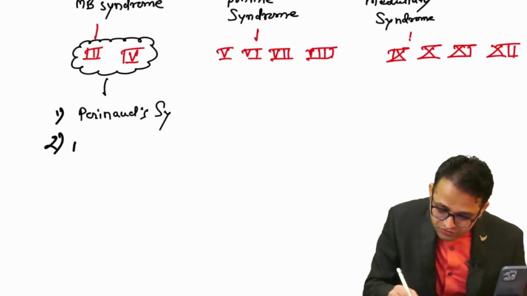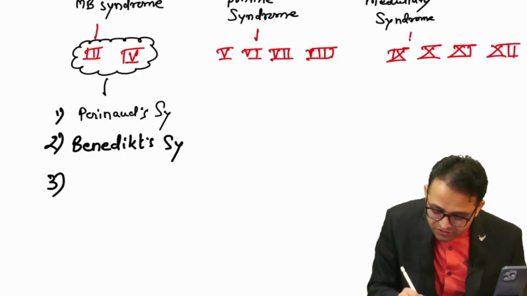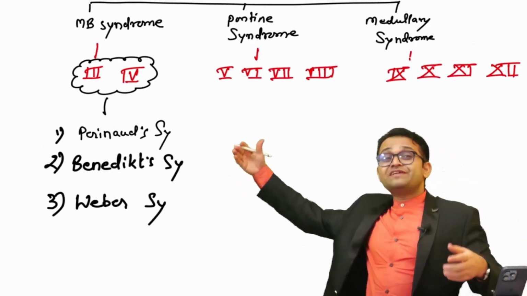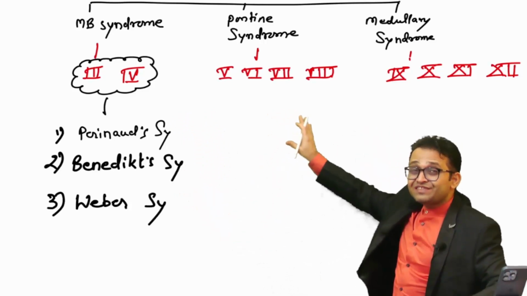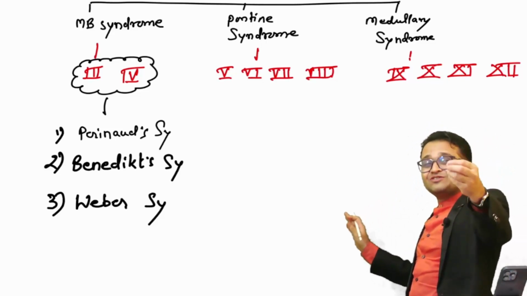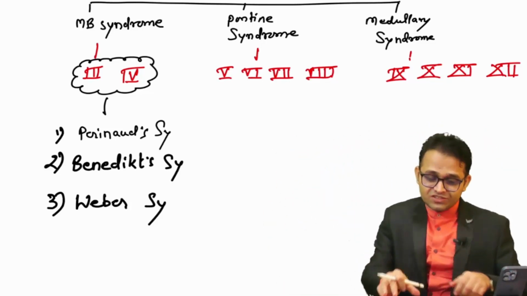That is your what? Benedict's syndrome. And third is your what? Weber syndrome. So you will see in this situation, there will be damage to the third and fourth cranial nerve. There will be no damage to the 5, 6, 7, 8 or 9, 10, 11, 12. So elegant, so beautiful. Anatomy is just looking like a wow. This is your integration.